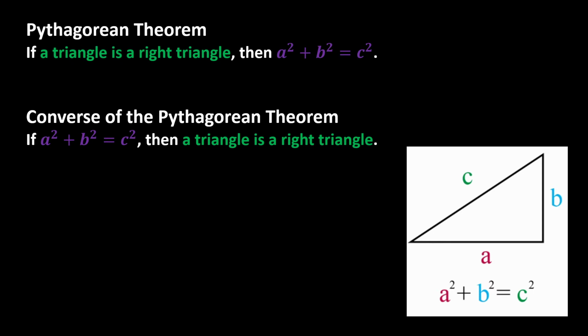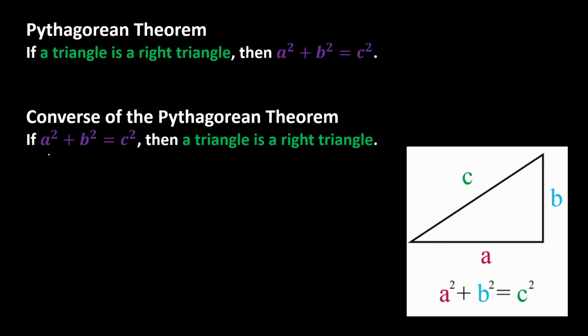What is true is the converse of the Pythagorean theorem. So just to backtrack for a second, the Pythagorean theorem says that if a triangle is a right triangle, that's the if part. If it's a right triangle, then a squared plus b squared equals c squared. So the converse, we're going to take those portions of the statement and we're going to flip them around. So the converse says, if a squared plus b squared equals c squared, then a triangle is a right triangle.